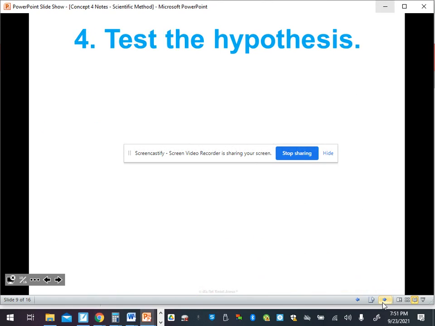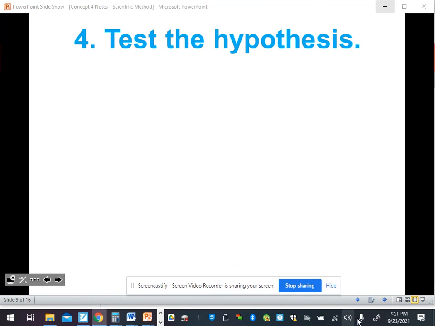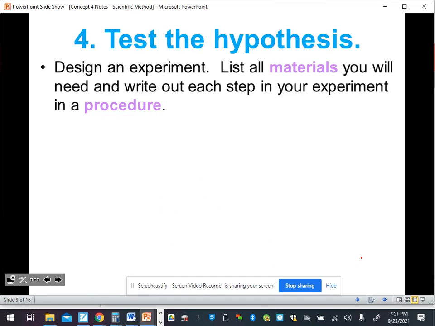All right. So now if we look at our next page here, we're going to take a look at a couple other vocabulary pieces here. So under number 4, we are doing test the hypothesis. So we're under number 4 now on page 26. So when you test the hypothesis, you are going to design an experiment and list all the materials that you need, write out each step in your experiment in what we call a procedure.